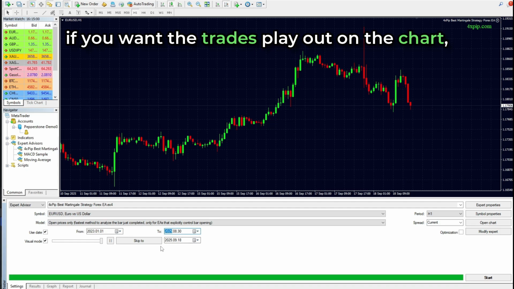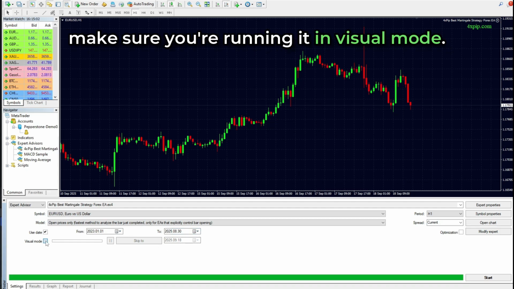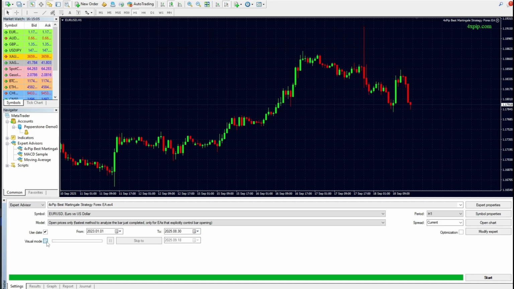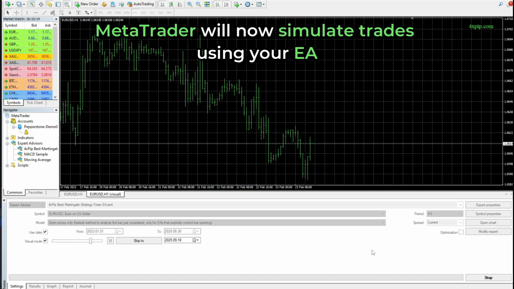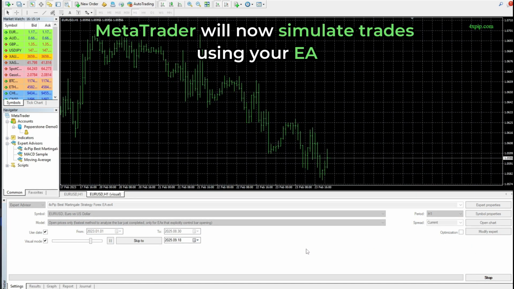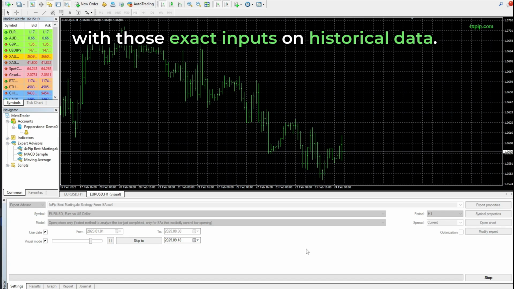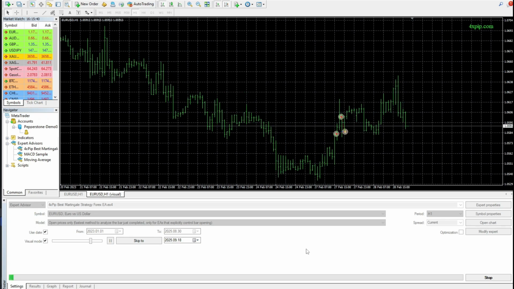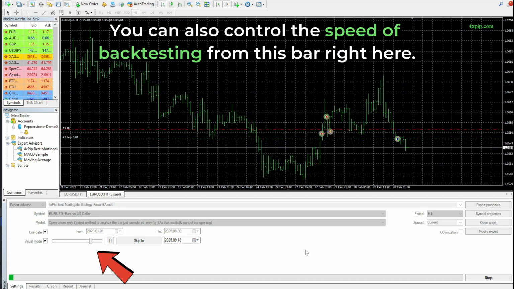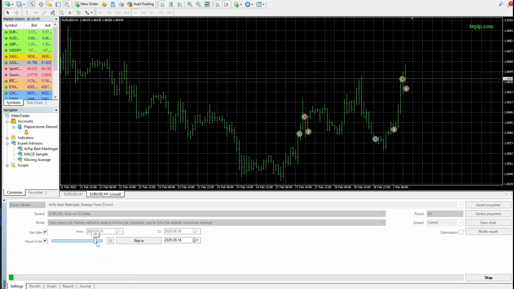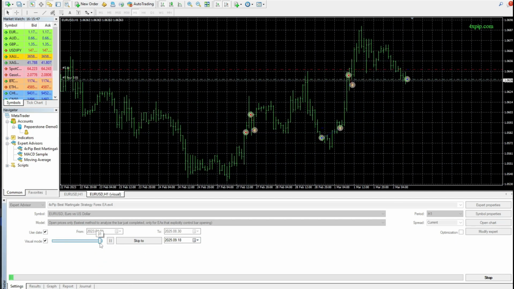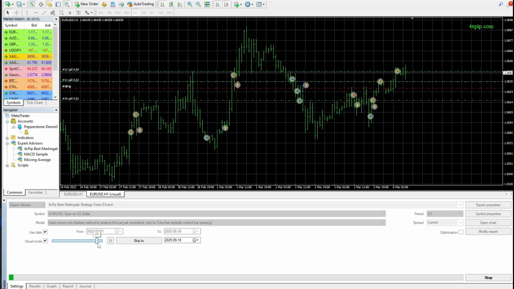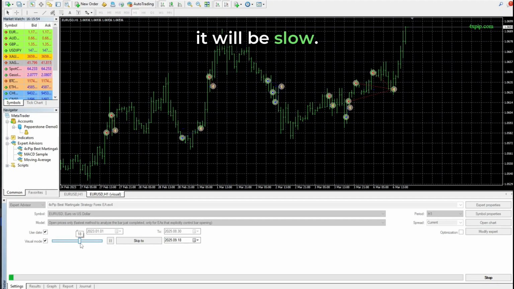Finally, if you want the trades to play out on the chart, make sure you're running it in visual mode. If you just want results, you can run it without visual mode. Once everything is ready, hit the Start button. MetaTrader will now simulate trades using your EA with those exact inputs on historical data. You can also control the speed of backtesting from this bar right here. When it's more on the right side, backtesting will be fast. When it's on the left side, it will be slow.